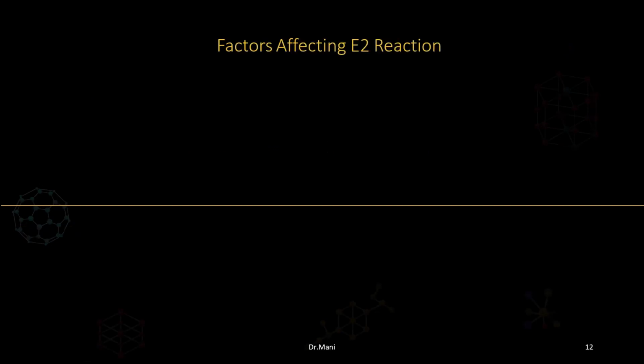So next one, factors affecting the E2 reaction. So one is the nature of the alkyl.